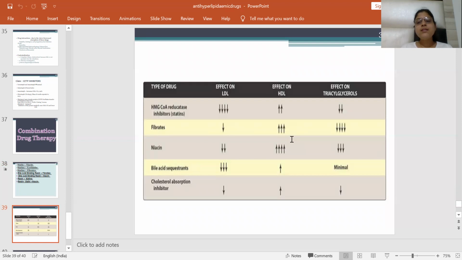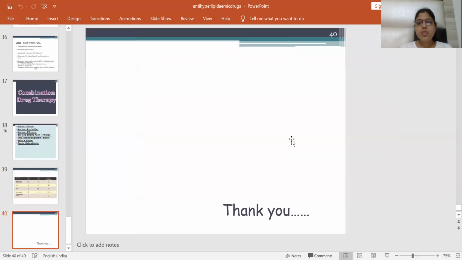And the effect on triglycerides is maximum with the fibrates, and triglycerides will be reduced because triglycerides get converted to LDL and VLDL. And minimal is by the cholesterol absorption inhibitor and by the bile acid sequestrants. And niacin also has the triglyceride lowering capacity.